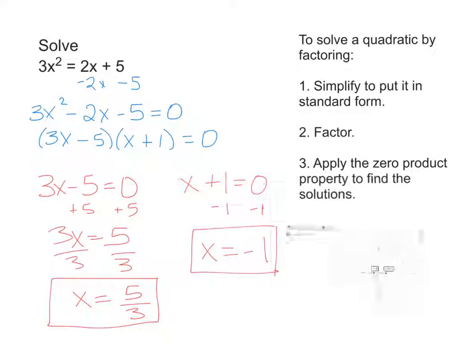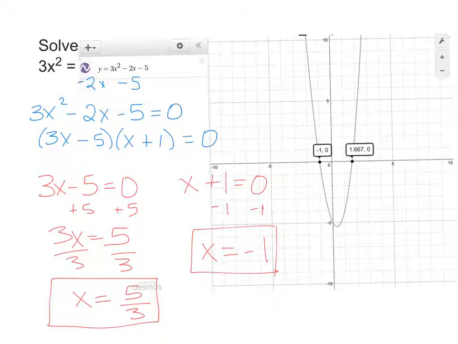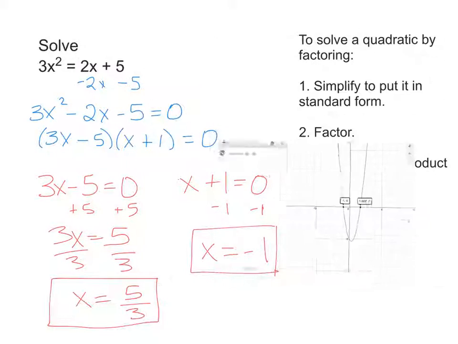If you have a look at the graph, I'll just open it up for a second. There are the solutions, -1 and 1.667, which is the same as 5 over 3. But this is one of the advantages of doing it this way. 1.667 is a rounded answer. 5 over 3 is an exact solution. So solving by an algebraic method gives you an exact solution, whereas solving graphically sometimes gives you a rounded solution.